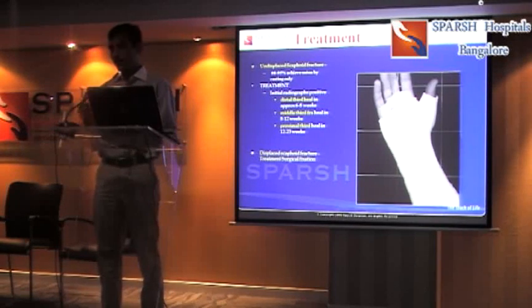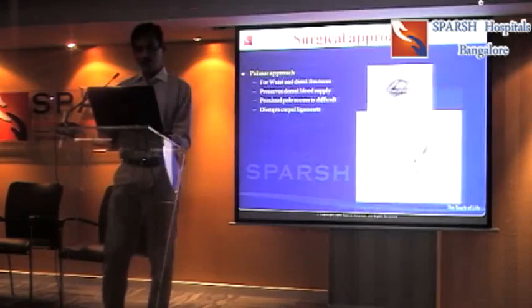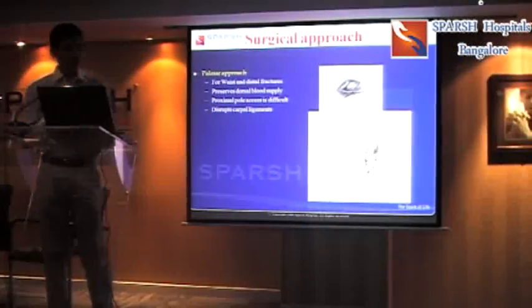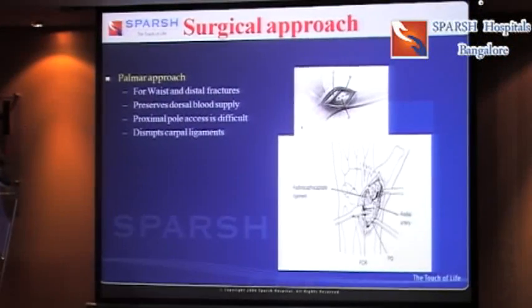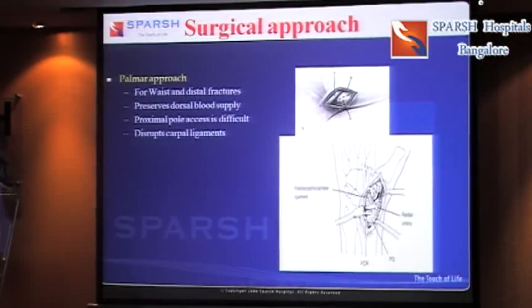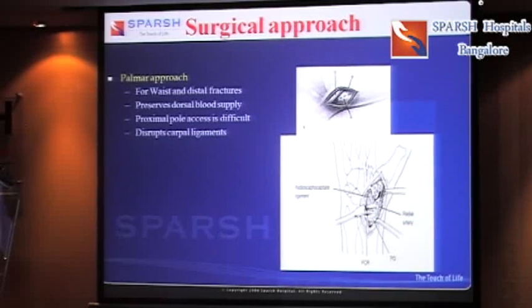From the volar side, you can treat all the waist fractures. Okay, it preserves the dorsal blood supply. And proximal pole access actually is very difficult through the volar approach. Hence, you do the dorsal approach for those. And the volar approach will disrupt carpal ligaments.